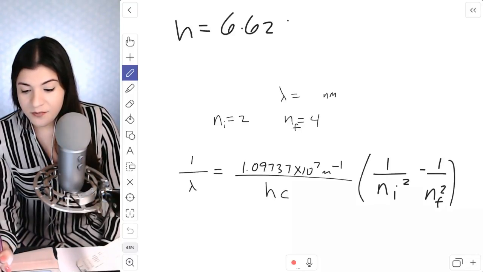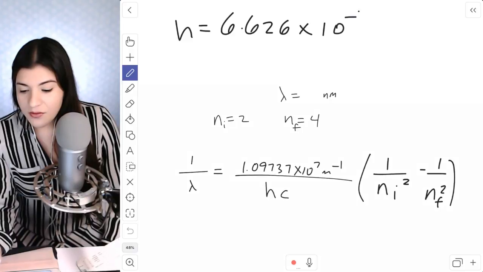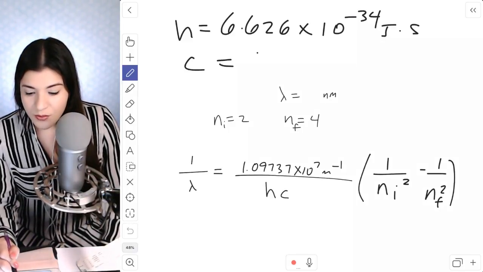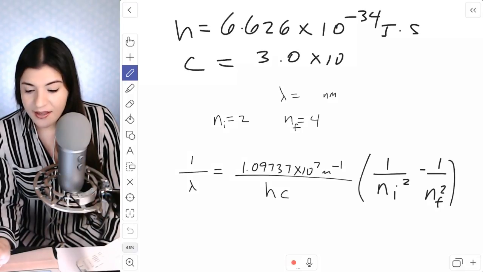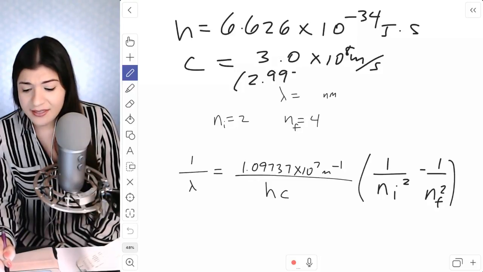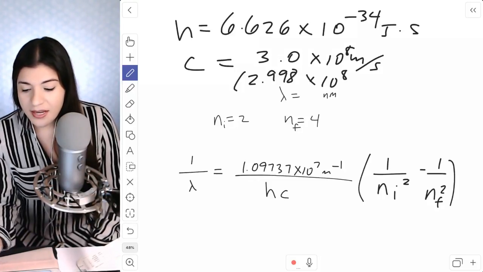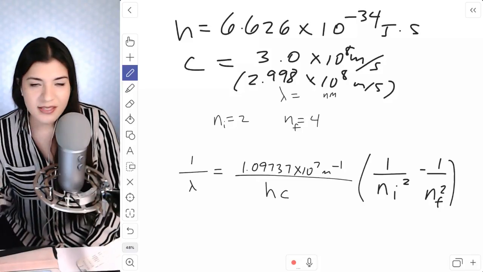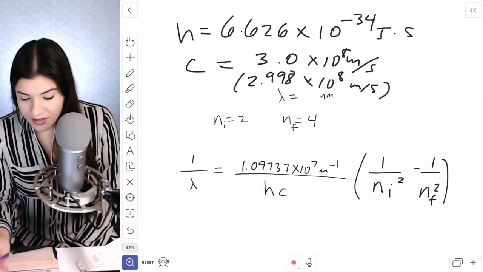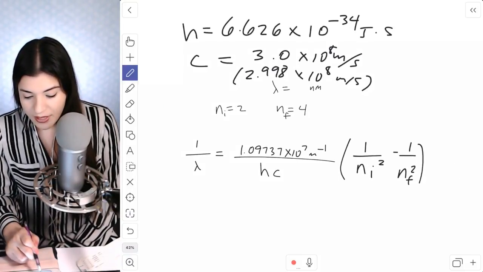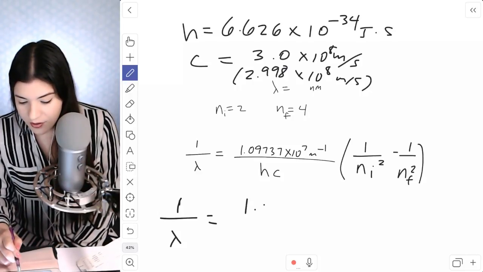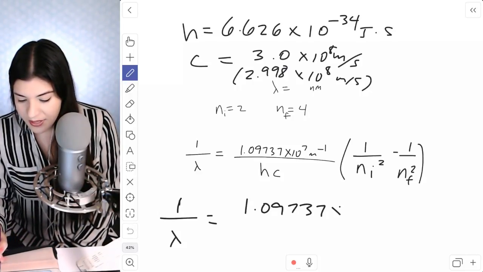That's 6.626 times 10 to the negative 34th joules times seconds, and the speed of light is 3.0 times 10 to the 8th meters per second. I've also seen it as 2.998 times 10 to the 8th meters per second. It doesn't matter which one you choose. So now I'm going to plug everything in, and we're looking for a wavelength. Okay, so plugging all of our values in, let's see what we get.